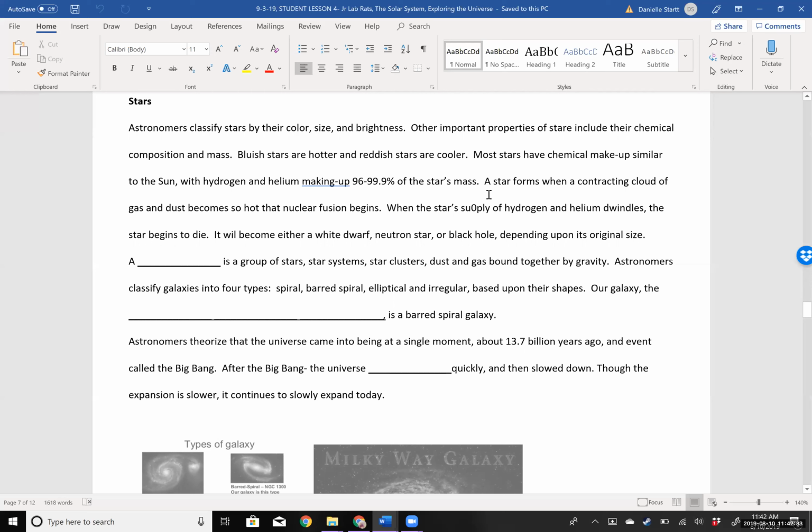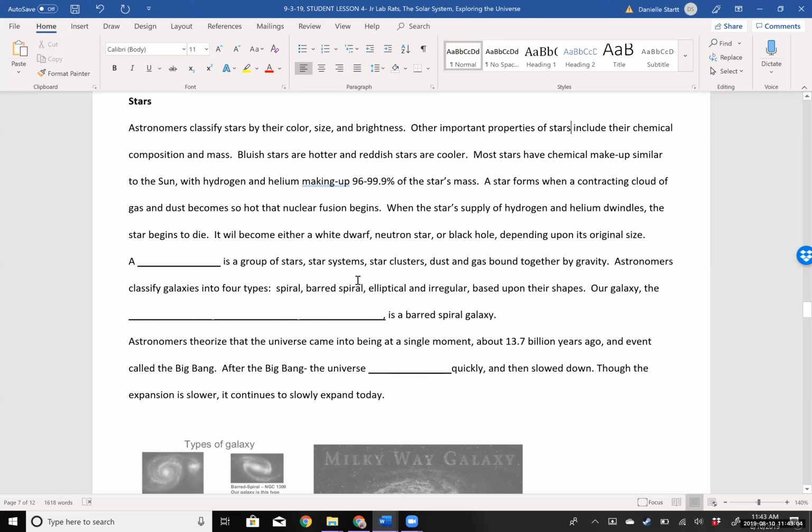I think that's when the star's supply of hydrogen and helium dwindles, that means goes away, right? The star begins to die. It will become either a dwarf star, a neutron star, or a black hole, depending upon its original size. So these are all dead stars. But whether it becomes a white dwarf, a neutron star, or a black hole depends on the size of the star to begin with.